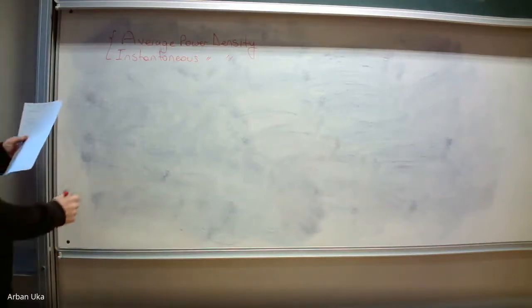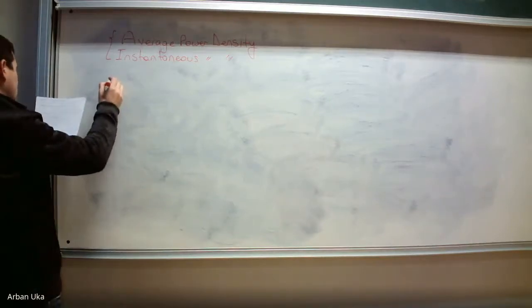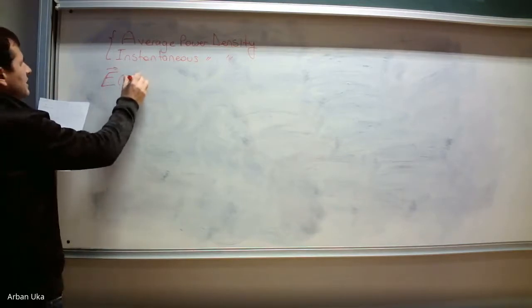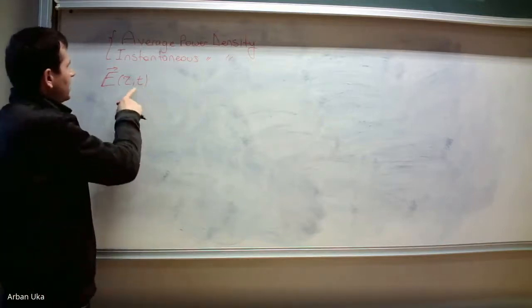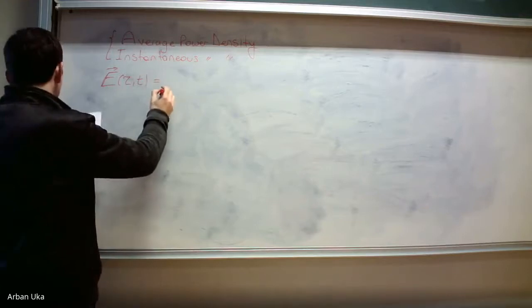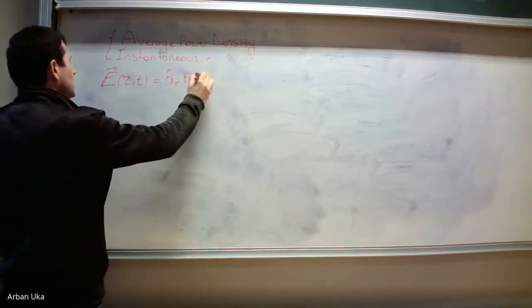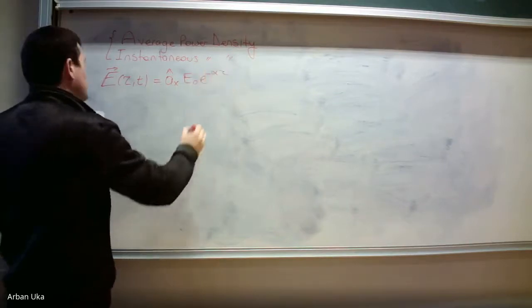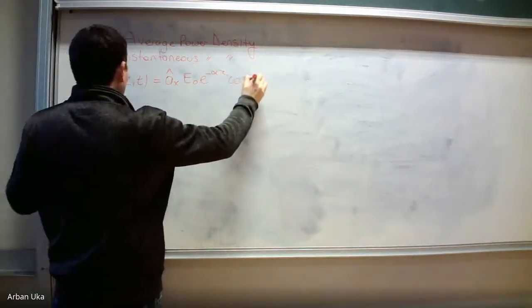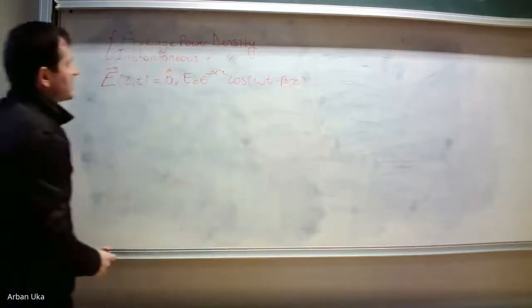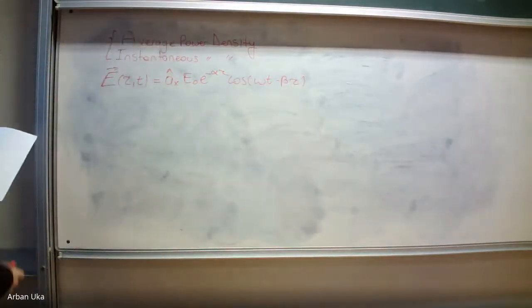Now we know that we write the electric field in a system like Z, T. We can write both the phasor and the instantaneous one, but let's keep this one initially. Let's assume that this is a_x E0 e to the power minus alpha z times cosine of omega t minus beta z. So this is the instantaneous expression for E.